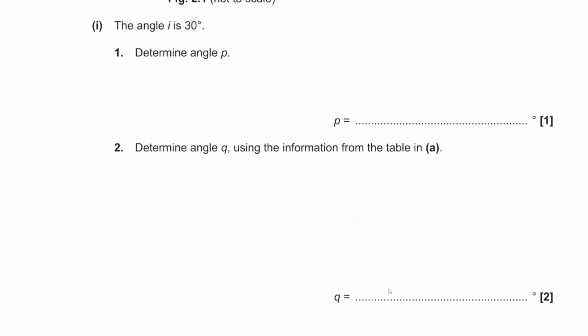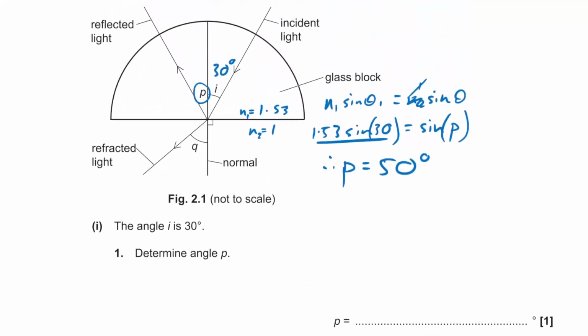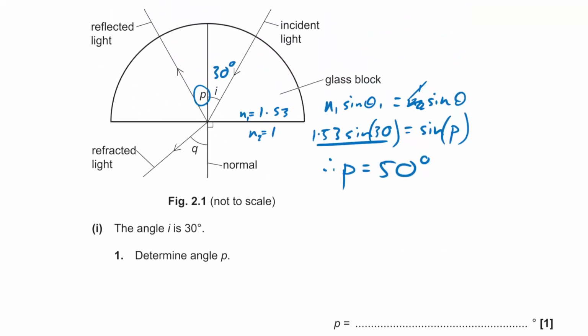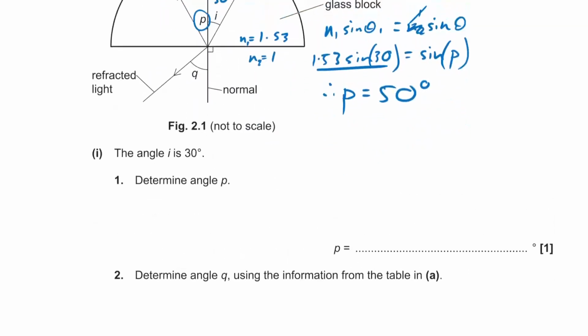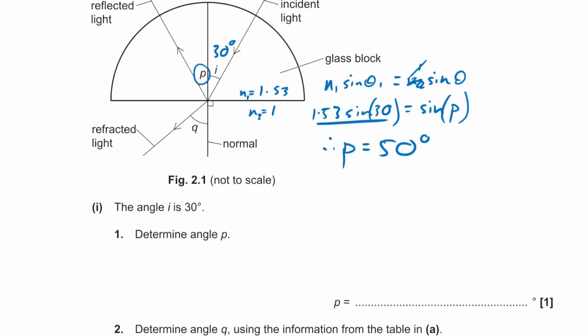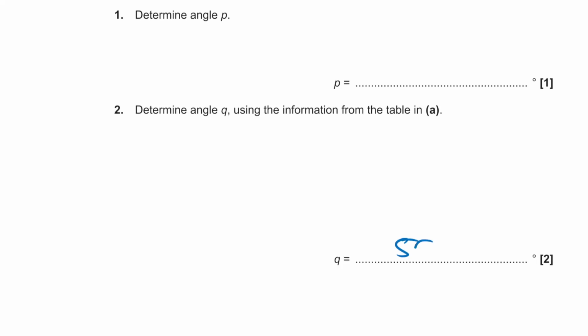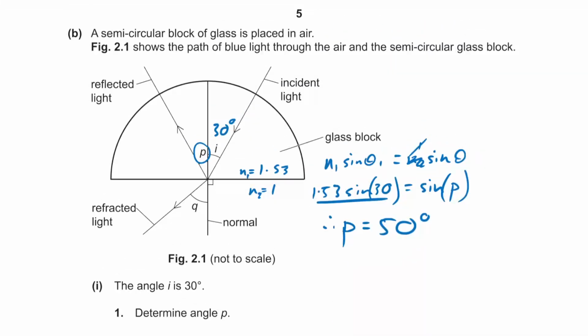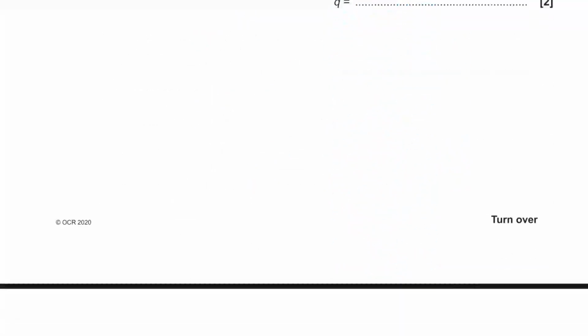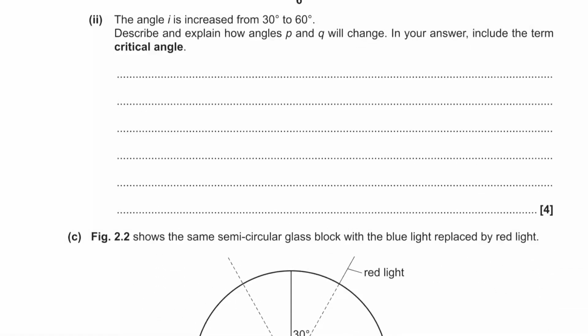Determine Q using information from the table in A. Oh, whoops, sorry. I messed up. P is the reflected angle, isn't it? So actually this is 50 degrees down here. Q equals 50 degrees. Of course, this angle here is just going to be 30 degrees, isn't it? What a weird question. Of course we know that. That's a year 7 question, that is.